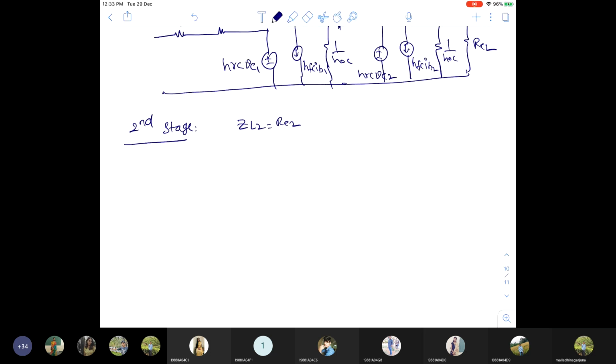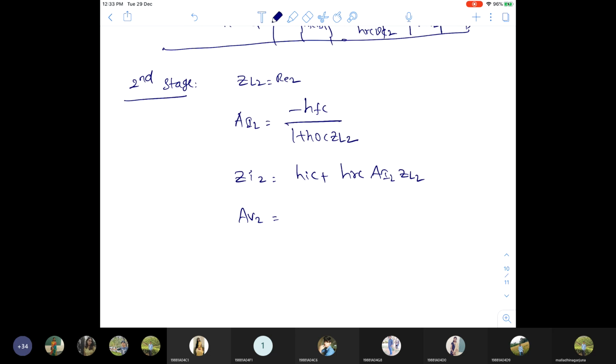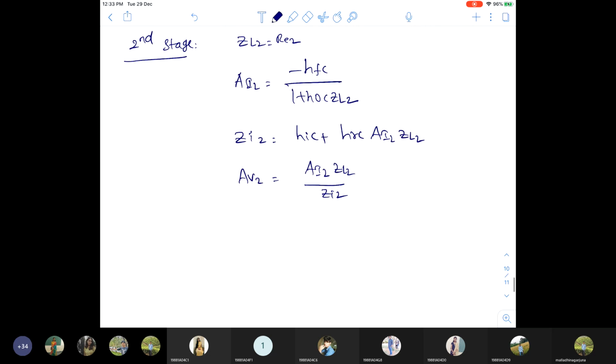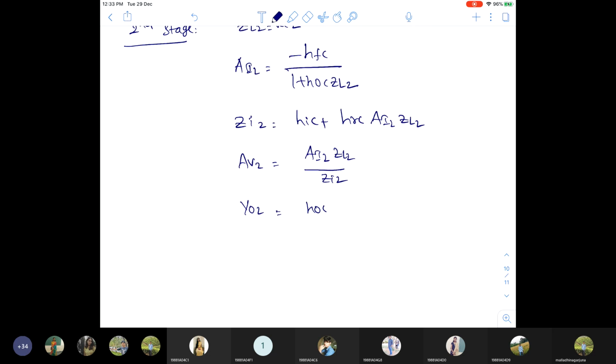So second stage is CC amplifier and the first stage is also CC amplifier. I can write AI2 equal to minus HFC by 1 plus HOC into ZL2. ZI2 equal to HIC plus HRC AI2 into ZL2. AV2 equal to AI2 into ZL2 by ZI2. YO2 equal to HOC minus HFC HRC by HIC. So this is the second stage. You solve it and you will get the same formulas.